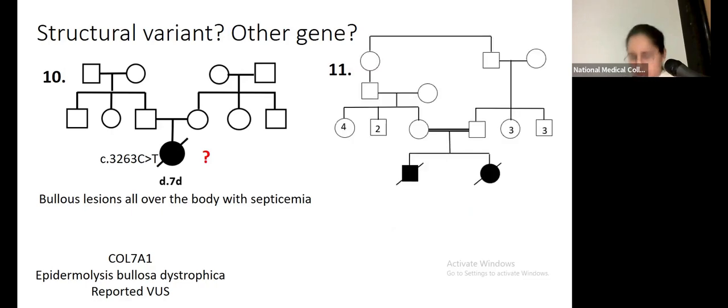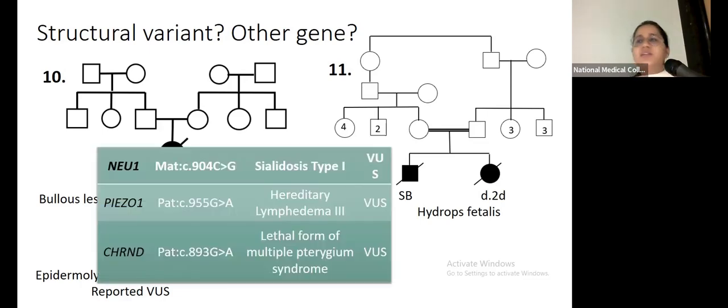In another case, a consanguineously married couple had 2 deaths because of hydrops fetalis, and we found many variants. The mother was a carrier for one variant in the NEU1 gene, and the father was heterozygous for variants in the PIEZO1 gene and the CHRND gene. Now, all these 3 disorders can explain the hydrops fetalis. But since they are not present in the same gene, we cannot actually call them pathogenic for the likely condition.